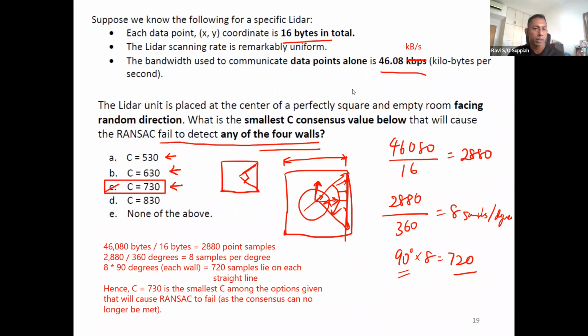If you're able to meet the consensus value, then the RANSAC algorithm can confirm that there is a valid line there in its mapping. If we don't hit the consensus value, then it cannot conclude that there is a valid line there. It might just take it as some random points that do not agree to an obstacle or a wall being there.